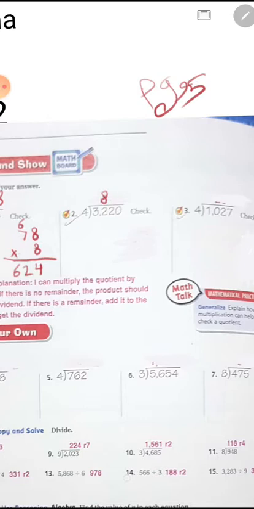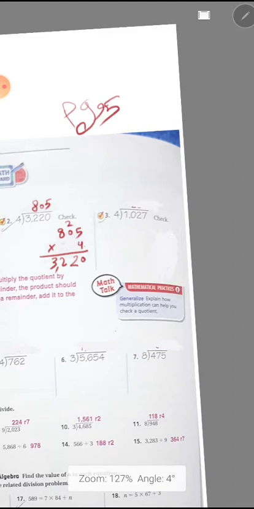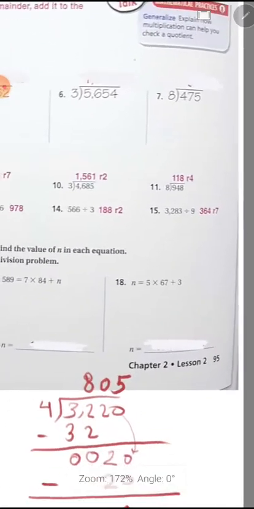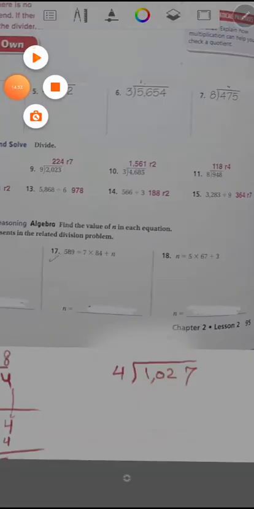Let's just check if my answer is correct or not. I will multiply the quotient with the divisor, and the answer must be the dividend. Now 4 multiply 5 equals 20. Put 0 here and 2 above the tens. 4 multiply 0 equals 0, plus 2 equals 2. 4 multiply 8 equals 32. That means my answer is correct. Let's divide number 3.